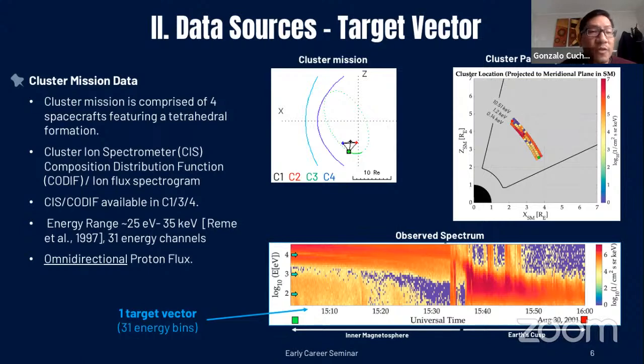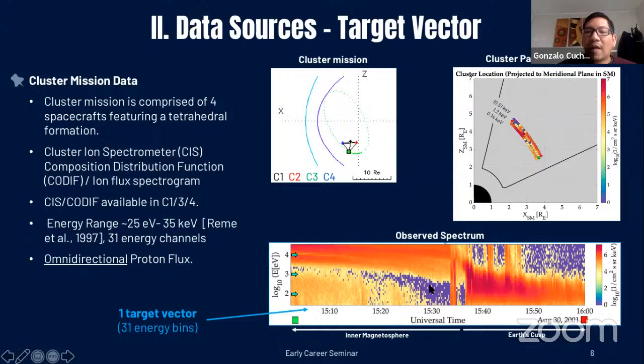In this case, I'm going to use the Cluster Ion Spectrometer Composition Distribution Function, or CIS-CODIF, since it provides ion flux spectrograms. The CIS-CODIF is available only on 3 of these spacecraft, C1, C3, and C4, and it provides information in the range from 25 eV to 35 keV, divided into 31 energy channels. Also, the data that I'm going to show you here is omnidirectional proton flux. Probably in the future, we will use electron flux or parallel and anti-parallel proton flux, but in this case, we're going to use just omnidirectional.